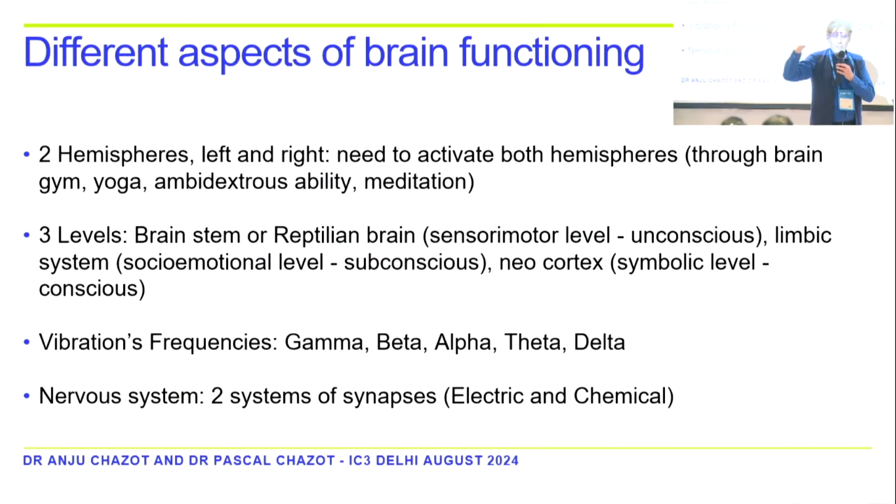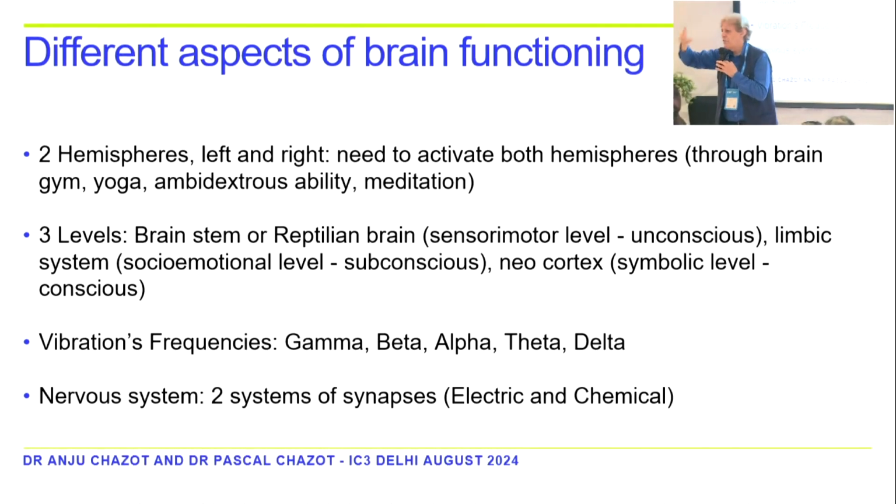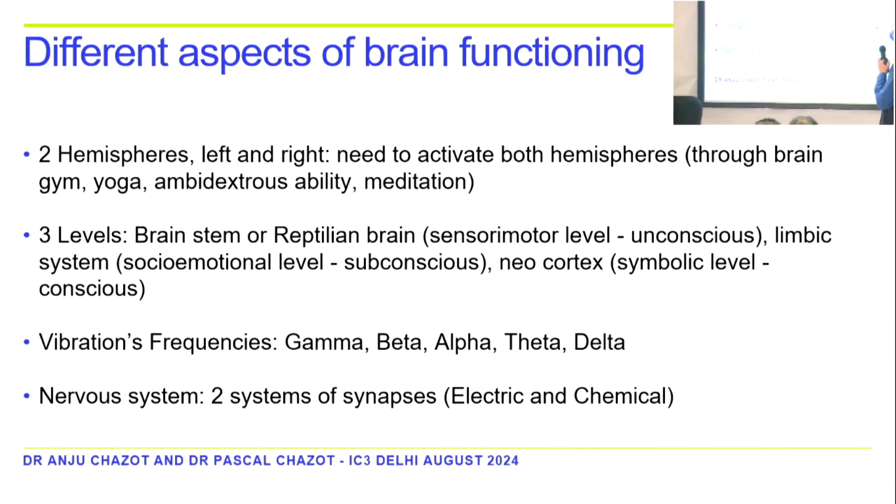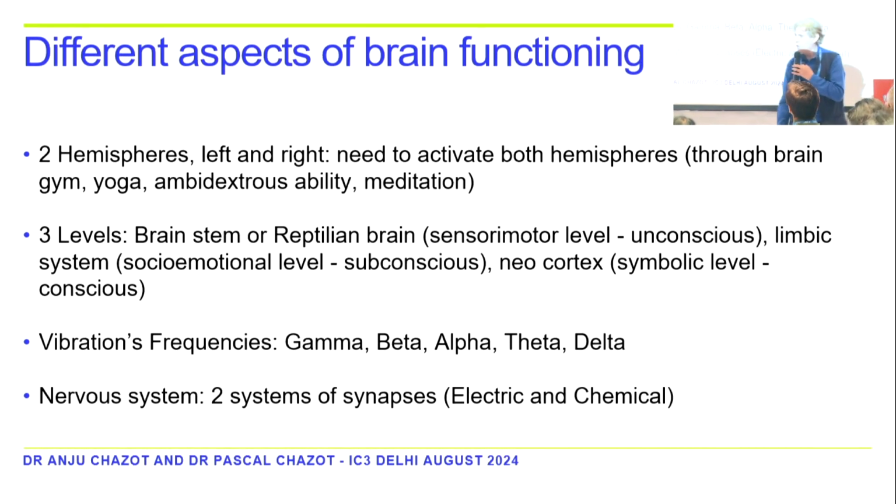The other aspect is the 3 levels of the brain. We actually have 3 brains. What we call the reptilian brain is the most original. We are getting that from millions of years. It is linked to the sensory-motor level, which is directly the unconscious.